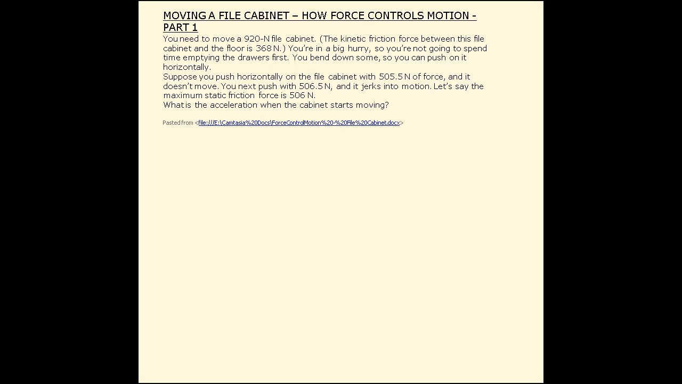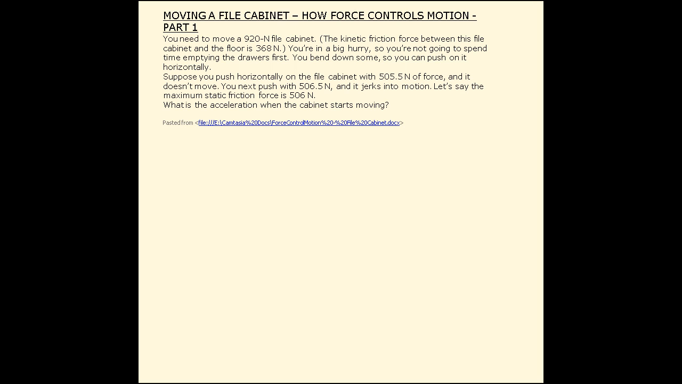Suppose you push horizontally on the file cabinet with 505.5 newtons of force, and it doesn't move. You next push with 506.5 newtons, and it jerks into motion. Let's say the maximum static friction force is 506 newtons. What is the acceleration when the cabinet starts moving?